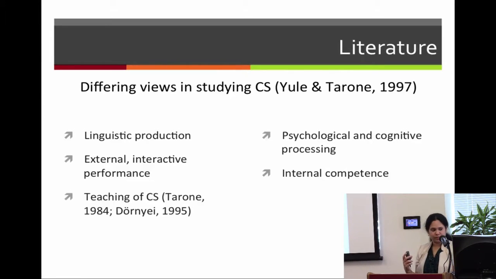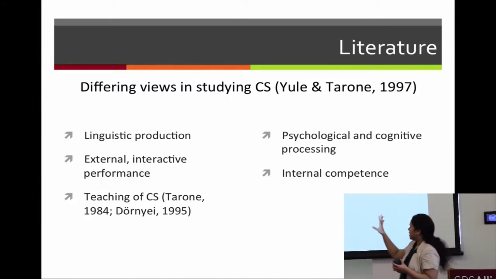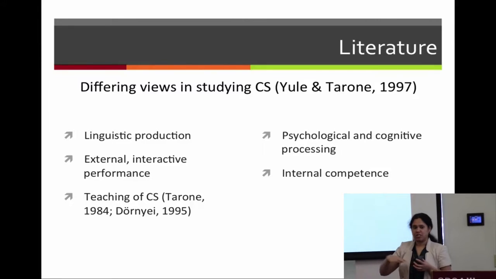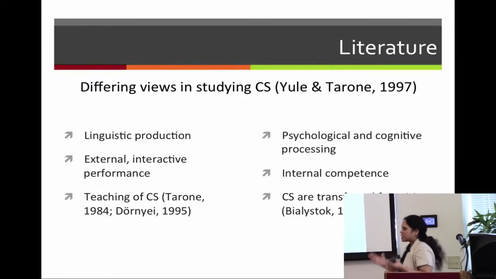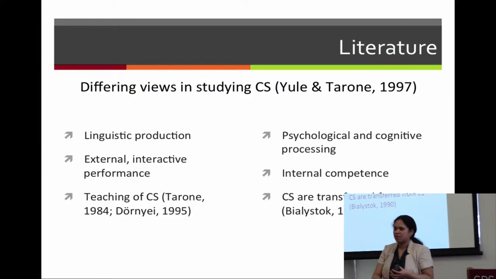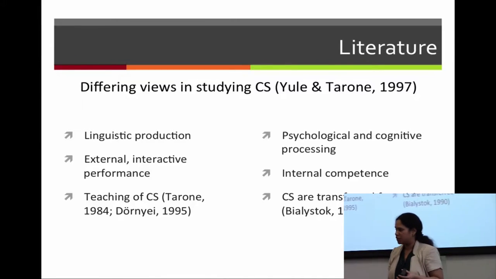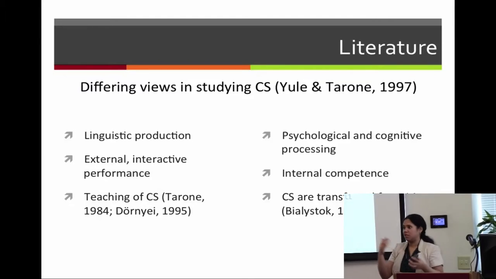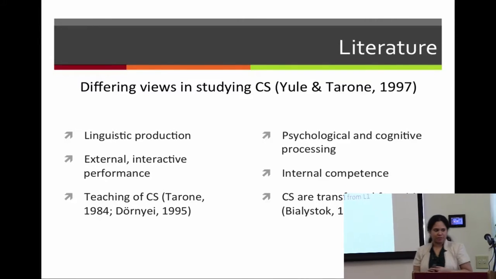The first group believed, because they studied the linguistic production, and as they did that, they realized communication strategies can be taught, while the second group believed, because it's a cognitive process, it is transferred automatically from the first language into the second language, and we don't need to teach them these strategies.